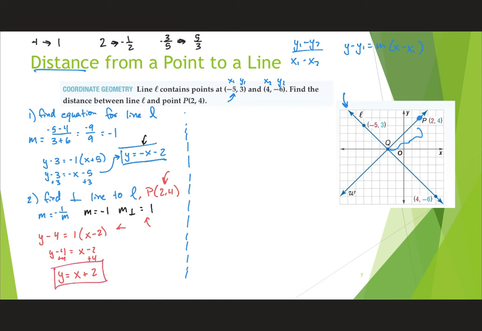All right, now that I have my regular line and my perpendicular line, I can move on to the second half of the problem, and that's actually finding the distance between the point and the line. Now, the first step in our second part, so step 1 over here, is to find Q, or find the intersection of the 2 lines.